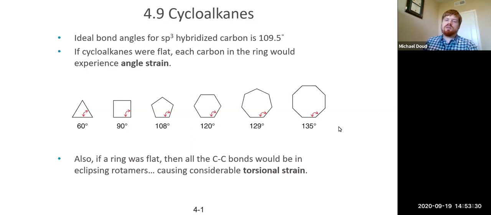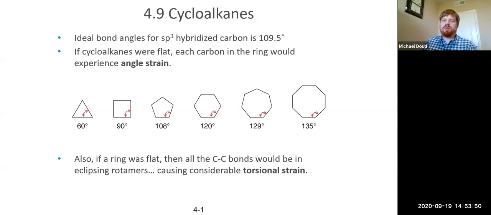Not only that, if the ring was flat, then if you did the Newman projections, you would see that everything's going to be in an eclipsed rotamer. And that's not good, right? We just learned in the last one that the eclipsed rotamer is the least stable conformer. So that means that's no good.